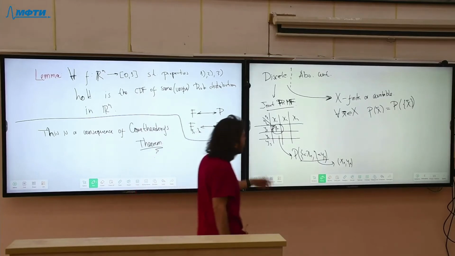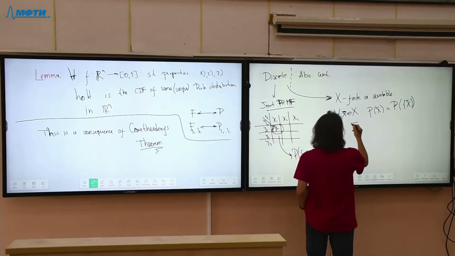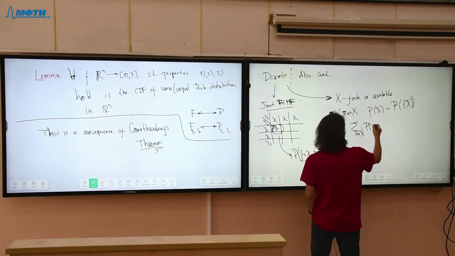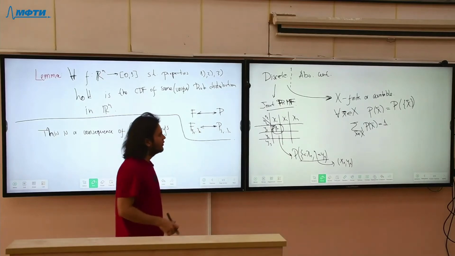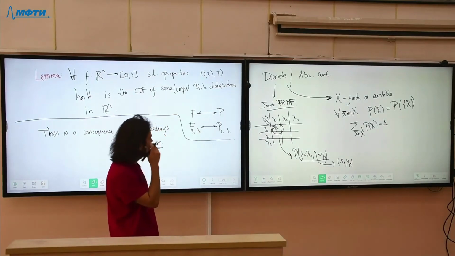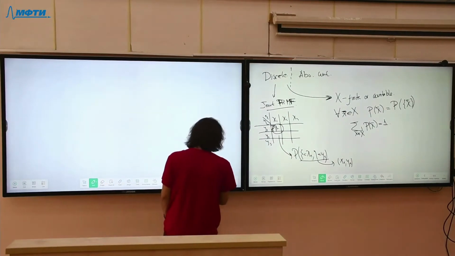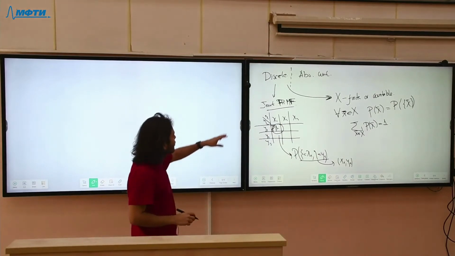Yeah, and we know that the sum over all possible x vectors is just 1, right? So the probability of all the possible points gives us 1. And that's it, so we already know that. That's not interesting. Now, what about the absolutely continuous case?